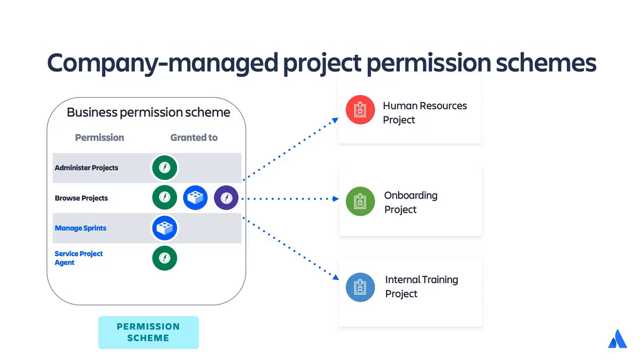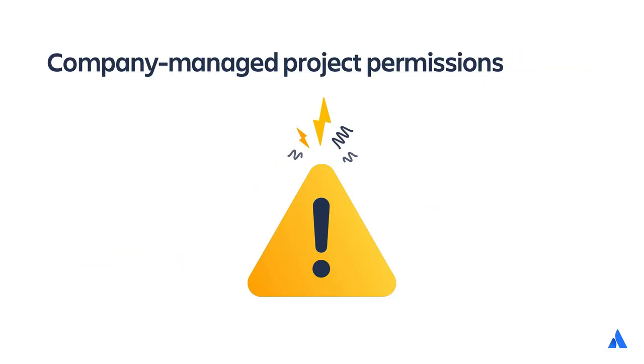The number of permissions listed in a scheme may vary, depending on the applications and apps you have installed. In this example, we see that both Jira Software and Jira Service Management are installed, since we have the Managed Sprints and Service Project Agent permissions. The theory, however, remains the same. Project permissions control what users can or cannot do on a project-by-project basis. Next, we'll consider the importance of impactful permissions, and then we'll look at how these project-level permissions interact with other configurations in Jira.